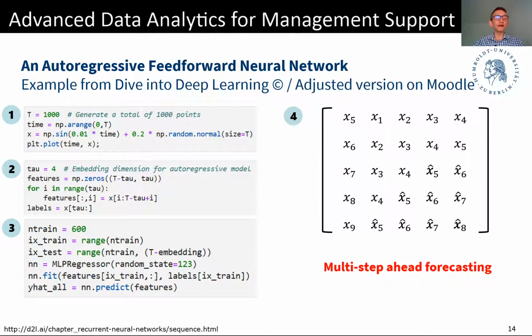Let's make the task a little harder. Let's say we want to do multi-step ahead forecasting. That means that we don't want to predict only the next day, like the next closing price. Let's say we also want to predict the closing price of tomorrow and the day after tomorrow, and maybe even the closing price of our favorite stock at the end of this month. So we predict multiple days ahead. That is a lot more challenging.